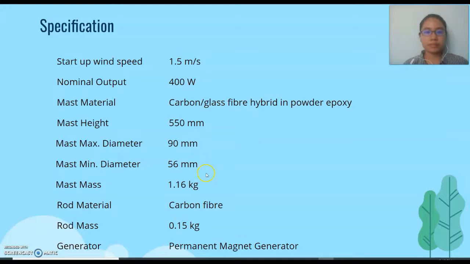Sorry, it's not blade. Since our product is small in size, the height is only 550 mm, and the mass is estimated to be 1.16 kilograms. The rod material that we use is carbon fiber, and the rod mass is 0.15 kg, while the type of generator that we use is a permanent magnet generator.